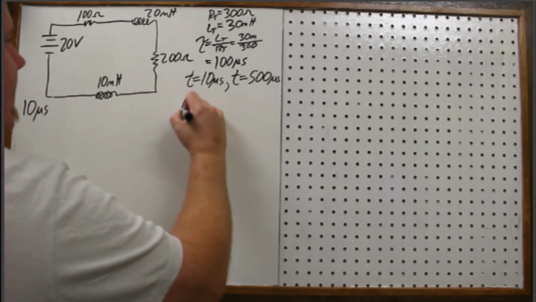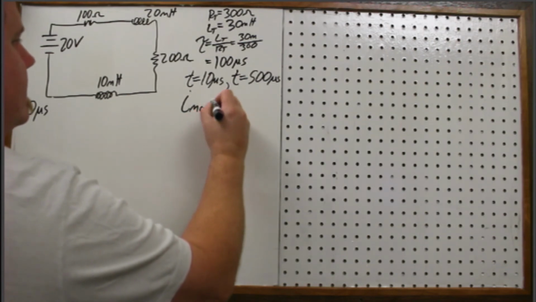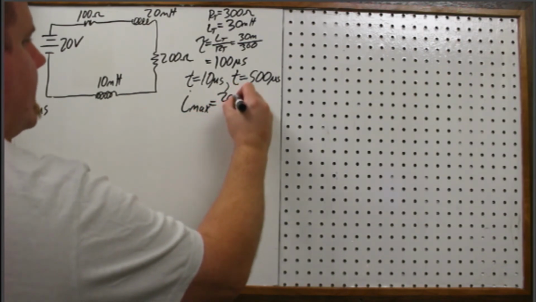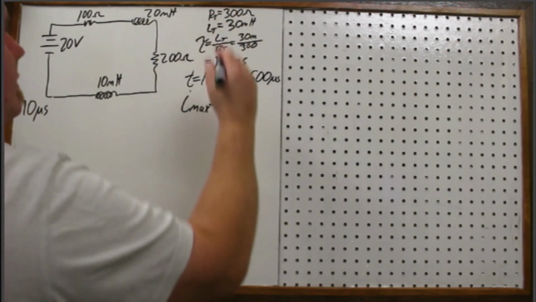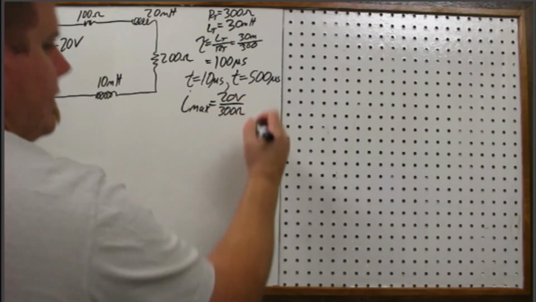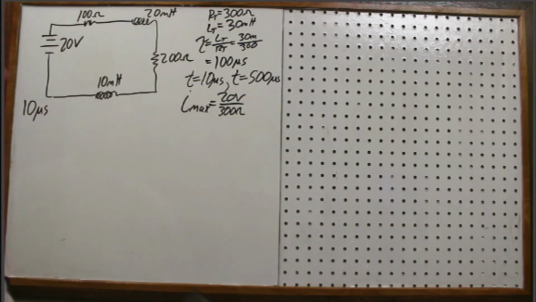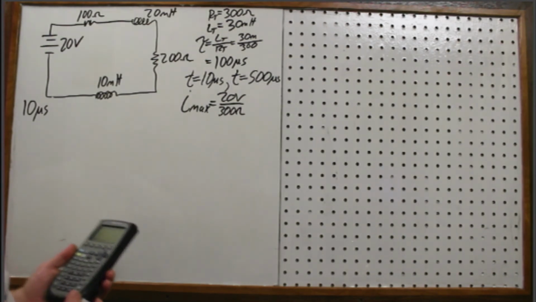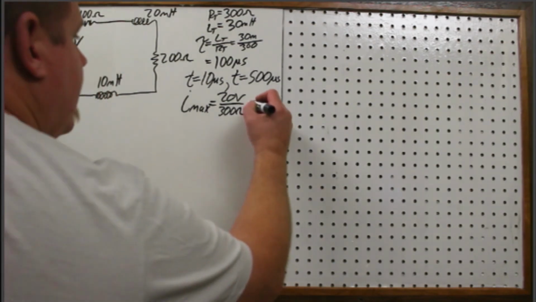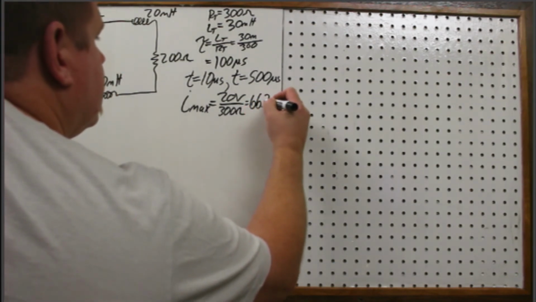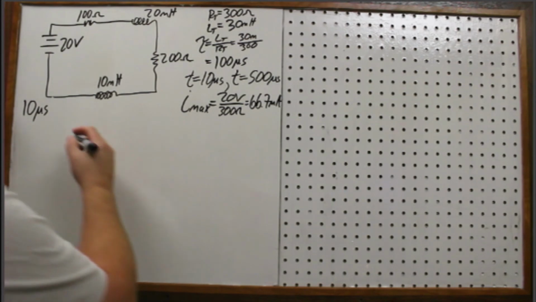And I'm going to go ahead and find Imax now. Might as well. So I've got 20 volts divided by the total resistance, which we said was 300 ohms. So it's 2/3, and obviously 66.7 milliamps. Okay.